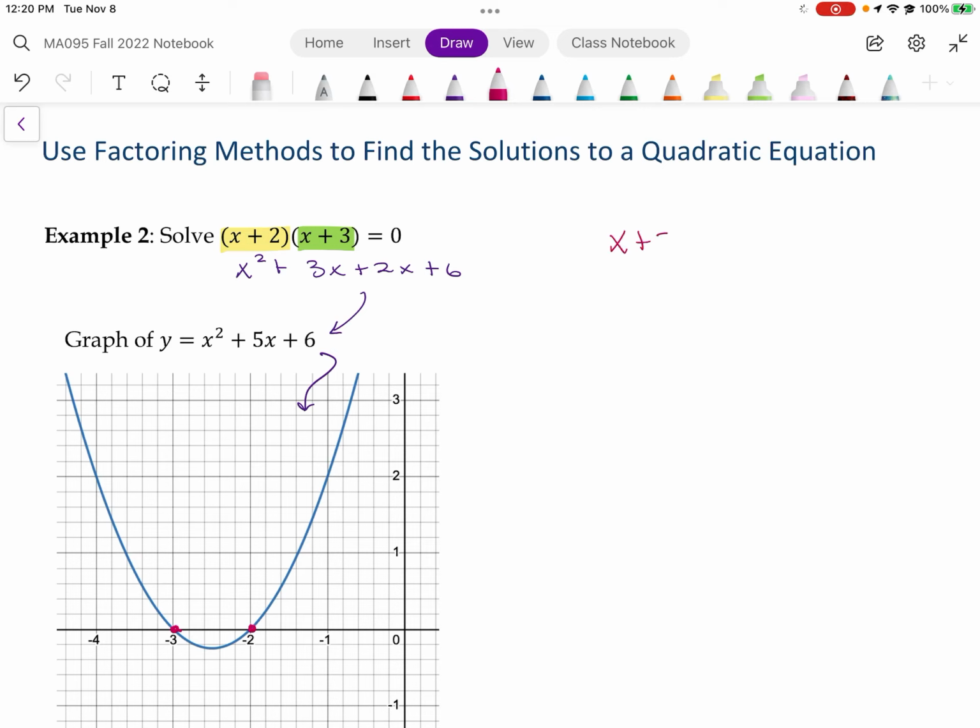So when x plus 2 equals 0, or when x plus 3 equals 0, we get an answer. All right, so what is that answer? That is the place where it crosses the x-axis. So if I solve this, I don't really even need these parentheses, right? I'm going to take those away and just say, well, when x plus 2 equals 0, that means that x must be -2. And then the next one, x must be -3 to make that equal 0. Well, there's our -2 and our -3, our solutions.